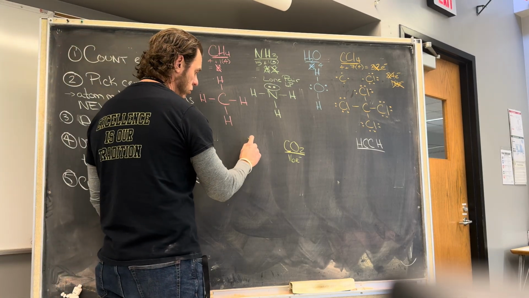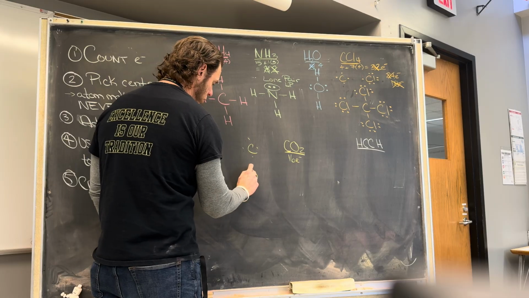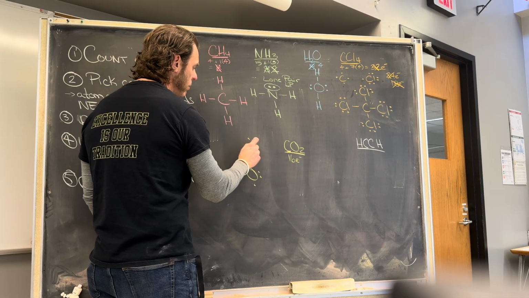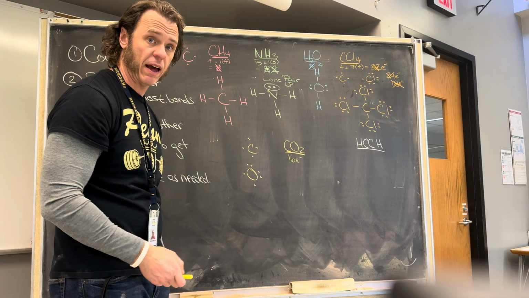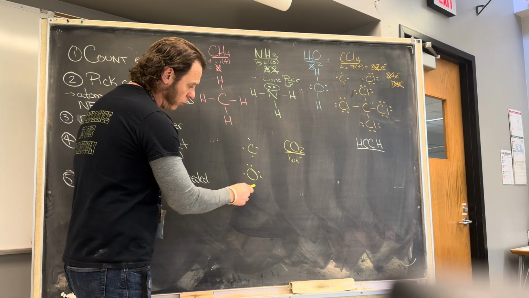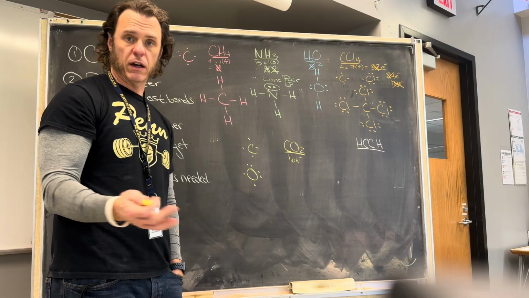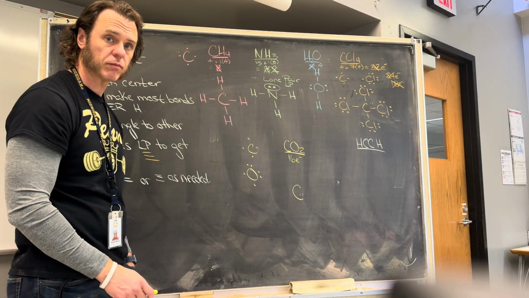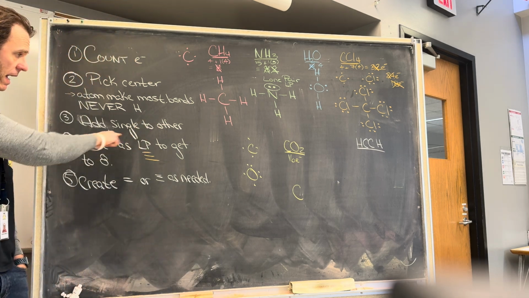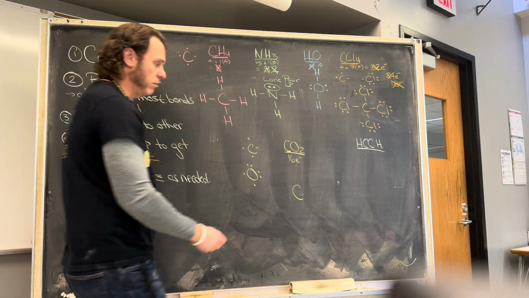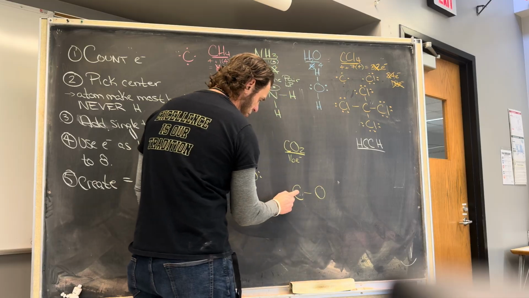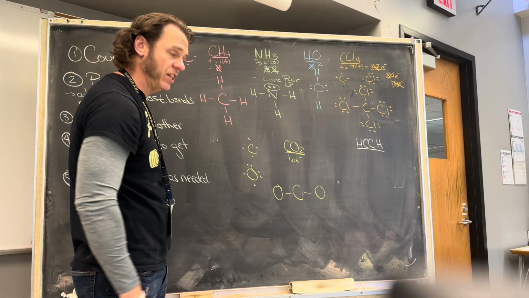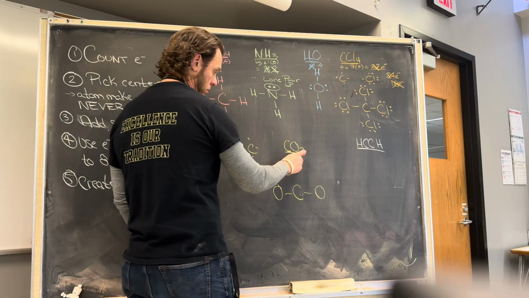So, carbon can make 4 bonds. We've been going over that kind of a lot. Oxygen can only make 2. Which one's bigger, 4 or 2? Carbon goes in the middle because it can make 4 bonds. I am now going to add single bonds to the other atoms. If you're keeping track at home, I just used 4 electrons.